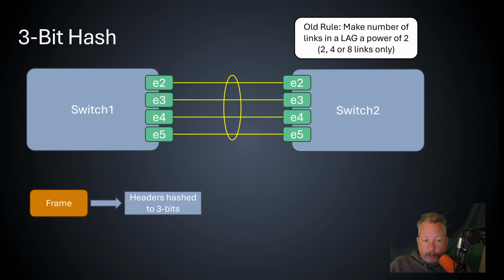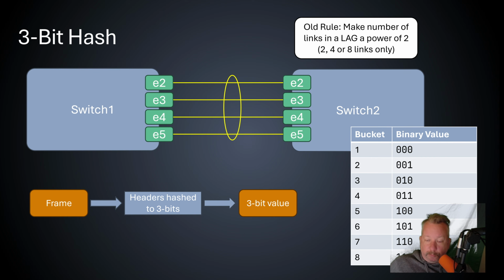Now there's different ways to do this. You could do an XOR, you could lop off the higher order bits and do an XOR, you could do some sort of algorithm. But the output of whatever algorithm it was would give us a 3-bit value. And you can only count to 8 with 3 bits. So it would be divided across 8 buckets. And we'd have to distribute those 8 buckets across however many links we had.